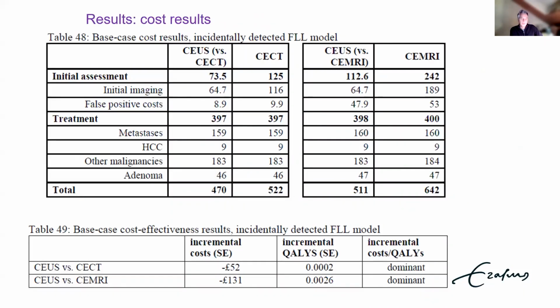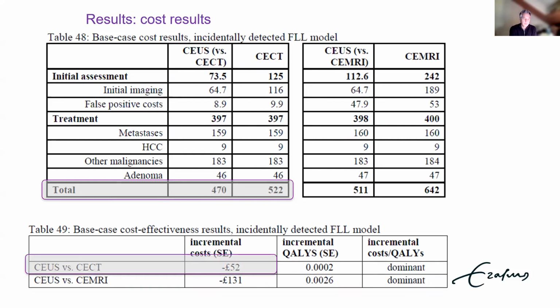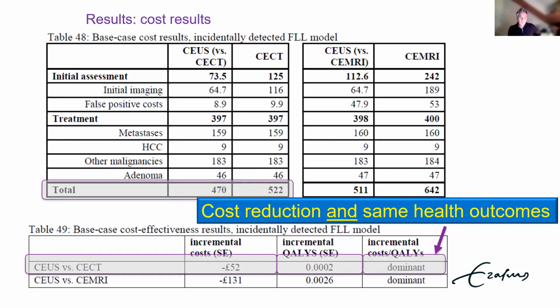If you look at the cost, though, you'll see a slight difference in costs, right? Of 470 pounds versus 522 pounds, which leads to a difference of minus 52 pounds, cost savings, is what you can say. And again, with a very, very small difference in qualities, we would refer to this as being a situation of dominance, basically a win-win situation. You save money and you basically can achieve the same health outcomes. So that's something that would be desirable for both patients, doctors, but also for the payers.